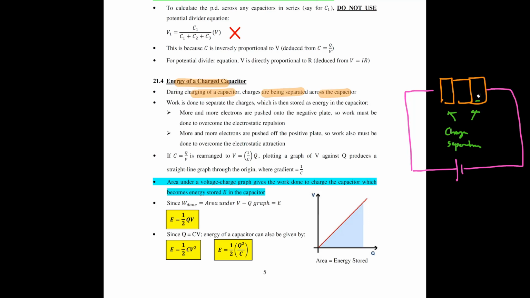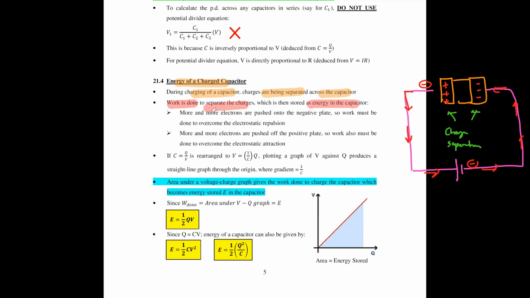When you want to charge your capacitor, just now I mentioned that electrons will flow like this and get deposited on this plate, causing it to become negatively charged. At the same time, the same amount of electrons will be pushed off the other plate, causing this plate to become positively charged. This is what we mean by charge separation. When you separate the charges, you do work to separate them, and that work is stored as energy in your capacitor.